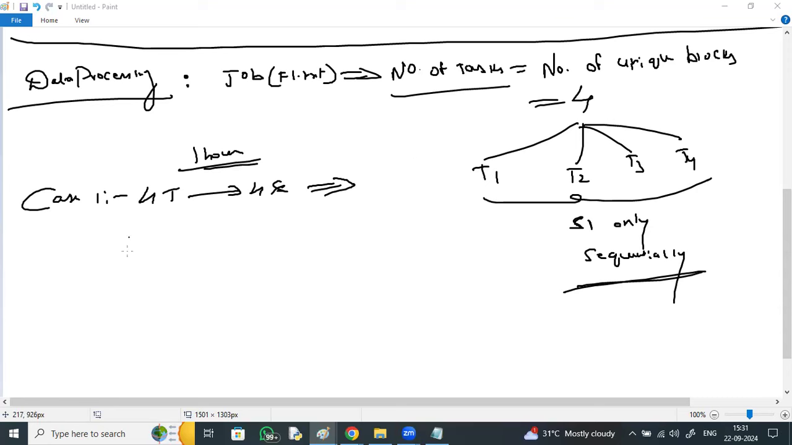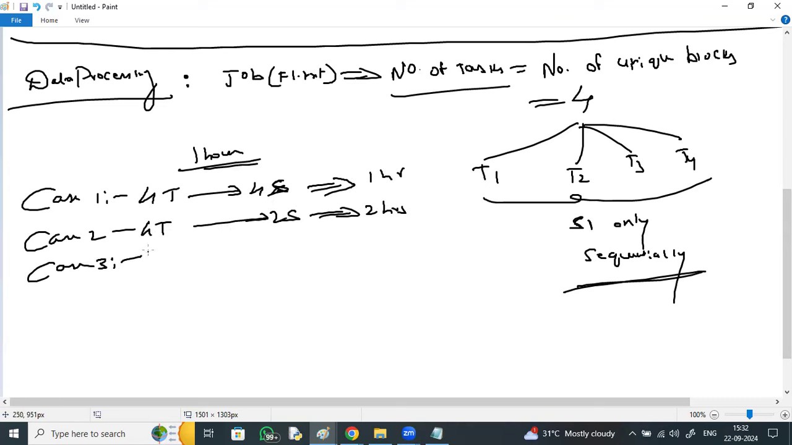In case 2, observe, tell me the total time taken. 4 tasks, but only 2 slaves. 2 hours, right? Because in the first hour, they execute the first 2, and in the second hour, they execute the remaining. Case 3: 4 tasks, but only 1 slave. Total time taken? 4 hours, right?